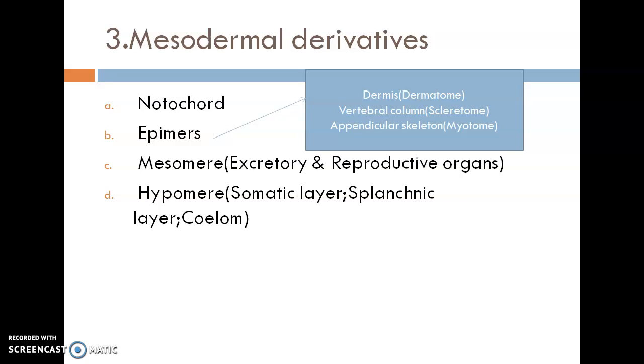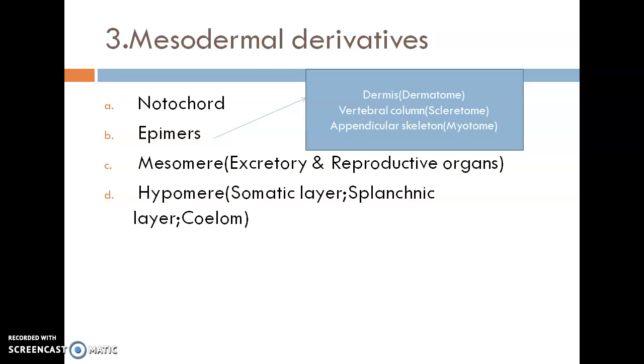Then another structure is the excretory as well as reproductive organs. That is the kidneys, pronephric, mesonephric as well as metanephric kidneys, and the reproductive organs like the testis and ovary. All these structures are formed from the mesomere, or the middle germ layer. Then comes the hypomere.